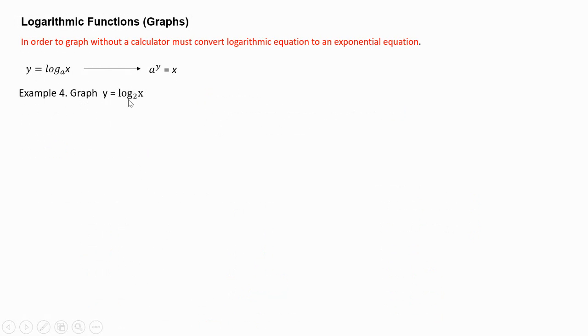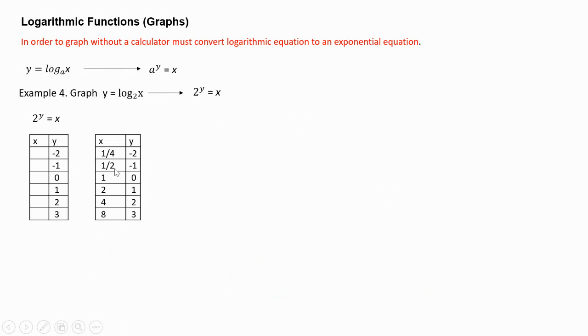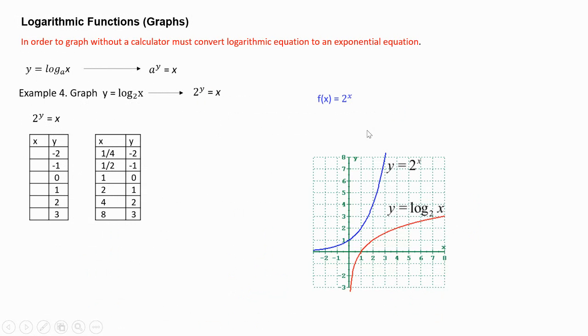So now let's graph y equals log base 2 of x. To convert it from logarithmic to exponential, it's going to be 2 to the y equals x. Now, instead of plugging in values for x, we're going to plug them in for y. So again, this is a solution, right? Because y to the negative second power.